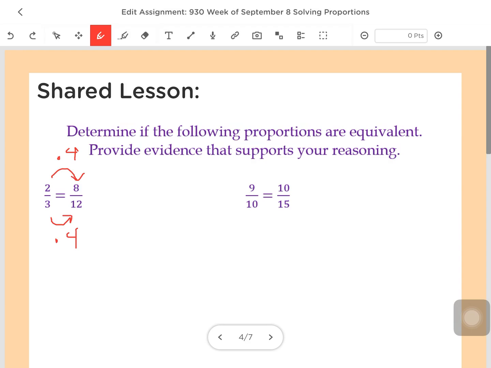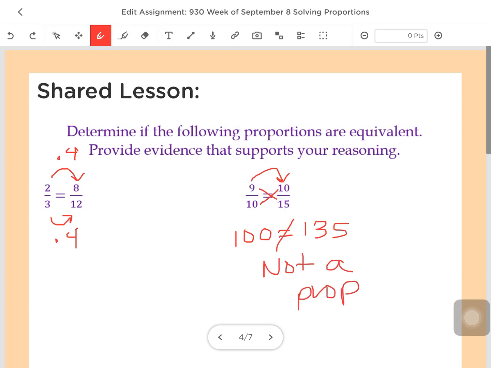Now it's not so easy to do that on the second one. I don't have the ability to just multiply the numerator by a number to get 10 easily. So it's going to be a little bit more challenging. So let's also check this out with cross products. If I were to multiply 10 times 10, I would get 100. And if I would multiply 9 times 15, I would get 135. Since those are not equivalent, this is not a proportion. This one here was, yes, a proportion.